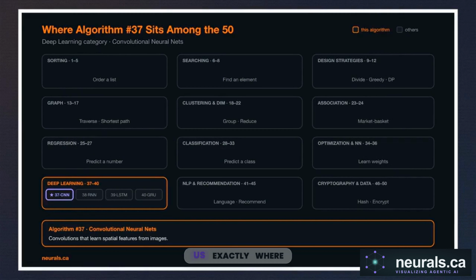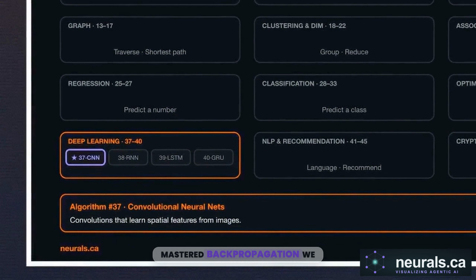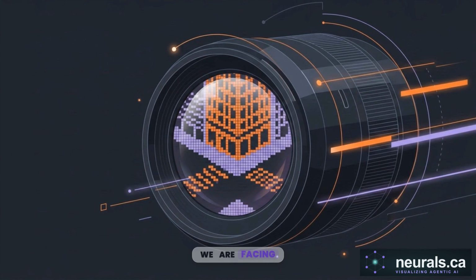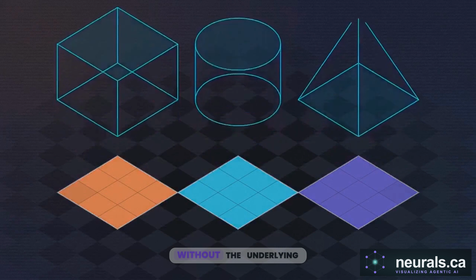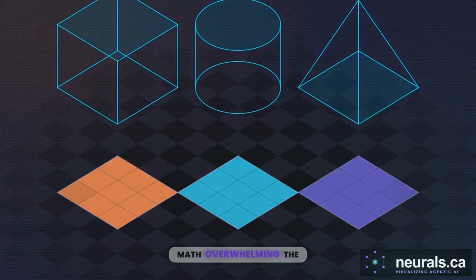This map shows us exactly where we are in the curriculum. Having mastered backpropagation, we can now apply it to the deep learning category, specifically Algorithm 37, Convolutional Neural Networks. We are facing a massive engineering challenge: how to teach a machine to translate a raw grid of pixels into edges, shapes, and objects without the underlying math overwhelming the hardware.